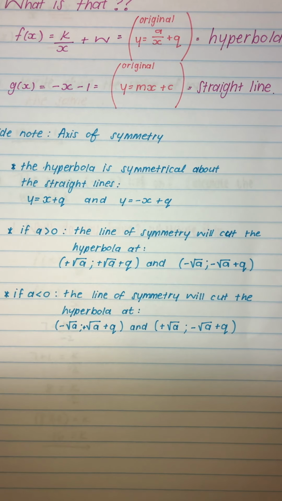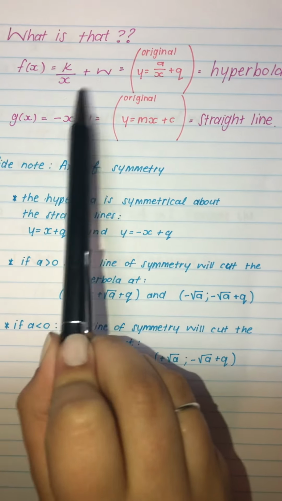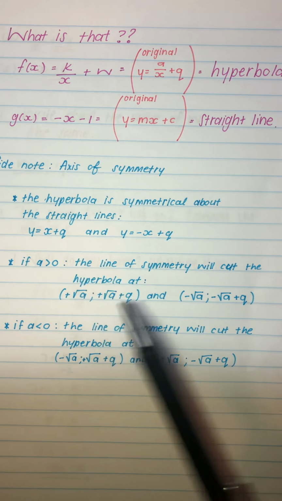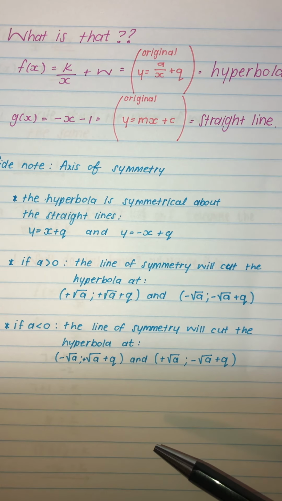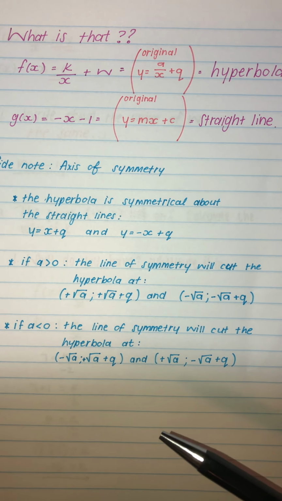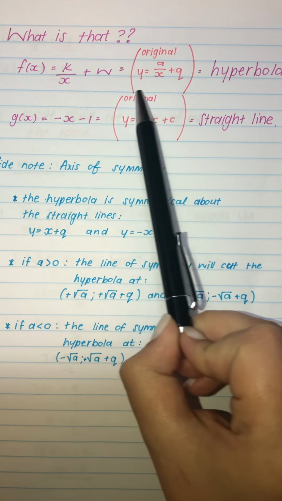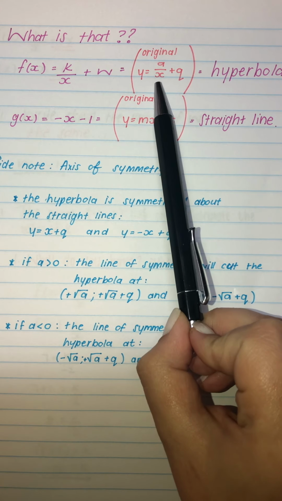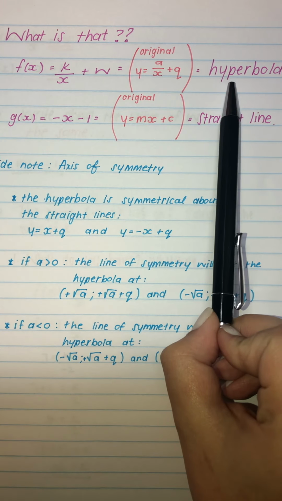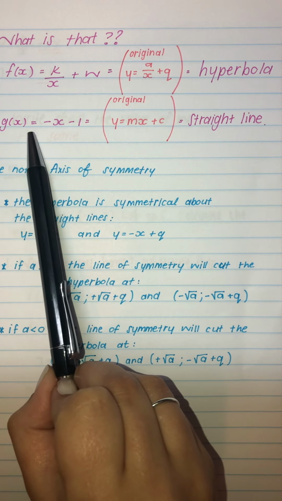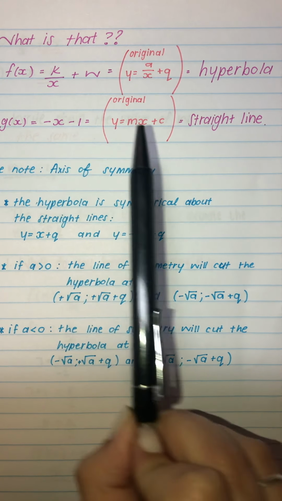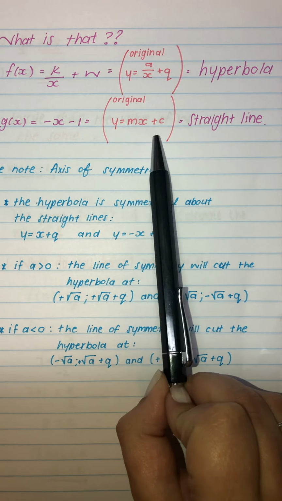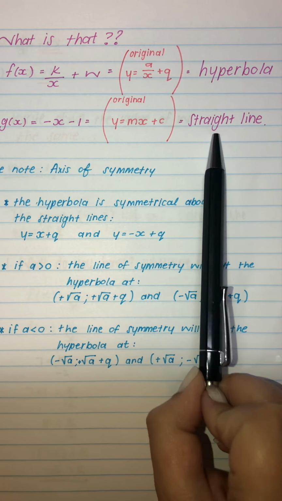Remember, first things first, find distinctive things for you to see which is what function. The original formula looks like that, and because it's divided by x, it's going to be a hyperbola. Then g(x) is pretty straightforward. The original one is y = mx + c, and that will be a straight line.